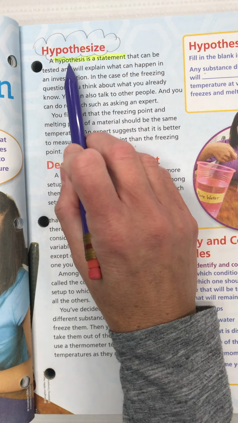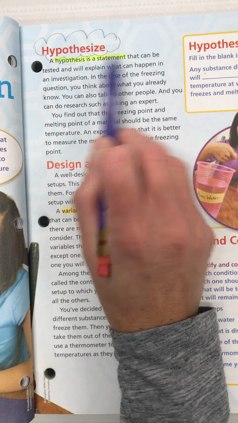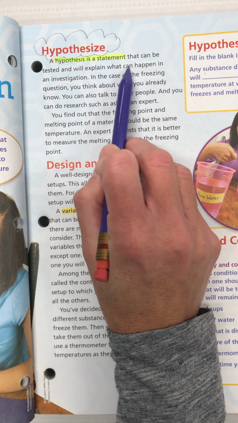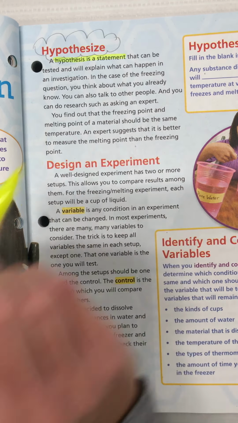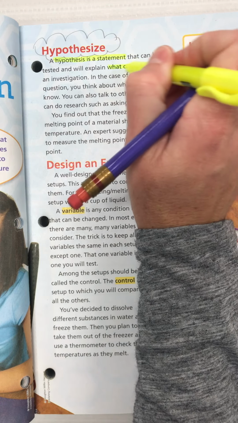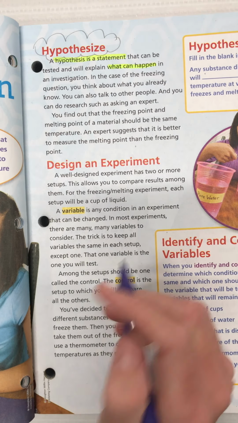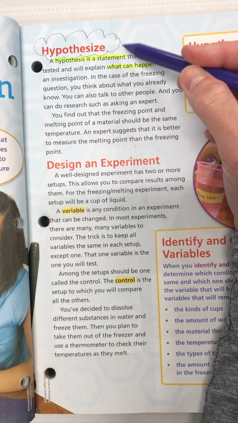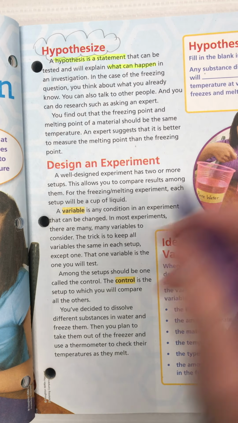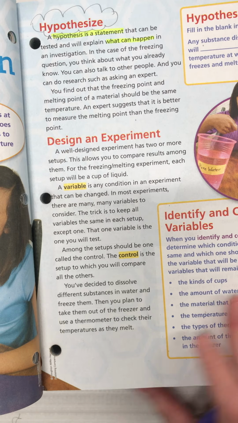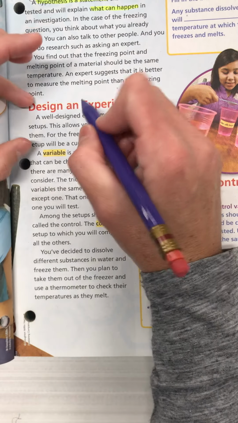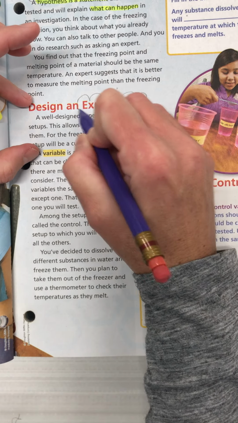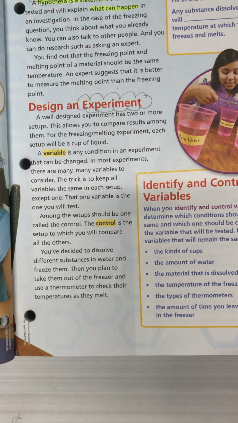A hypothesis is a statement that can be tested and will explain what can happen in an investigation. What can happen. That doesn't mean it's what's going to happen. It's what the scientists think can happen. So you want to make sure you read this section to help you with your flip book too. And then a scientist will be ready to do their experiment.